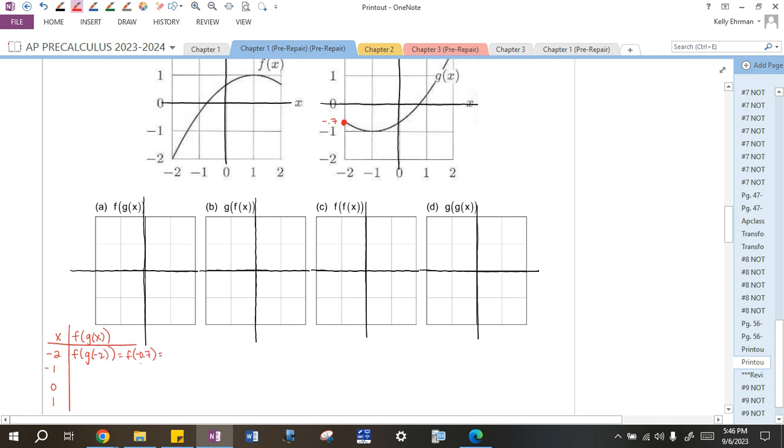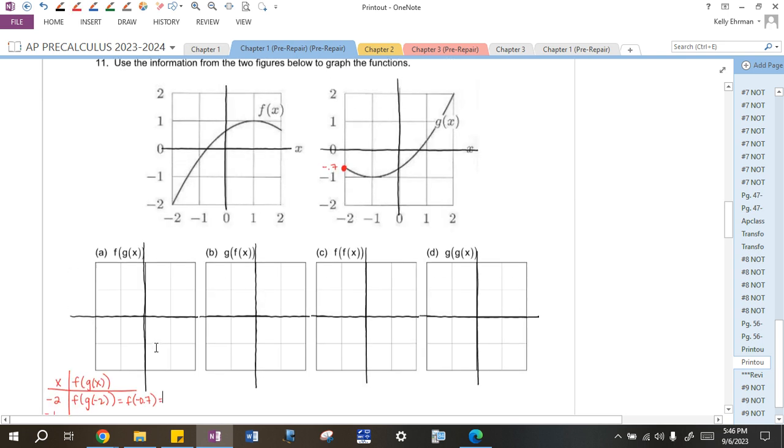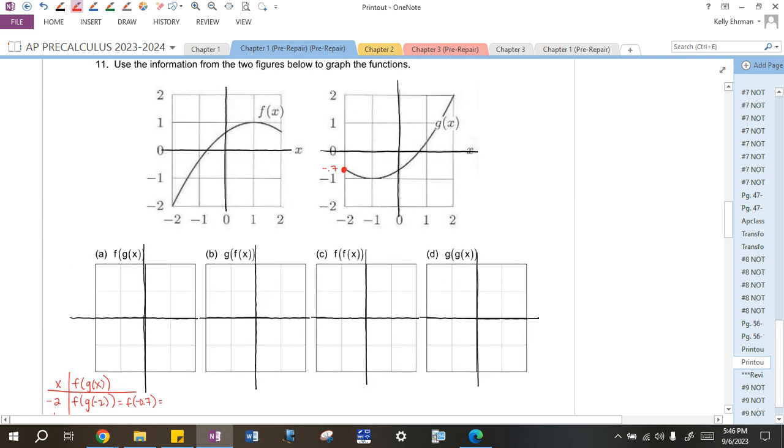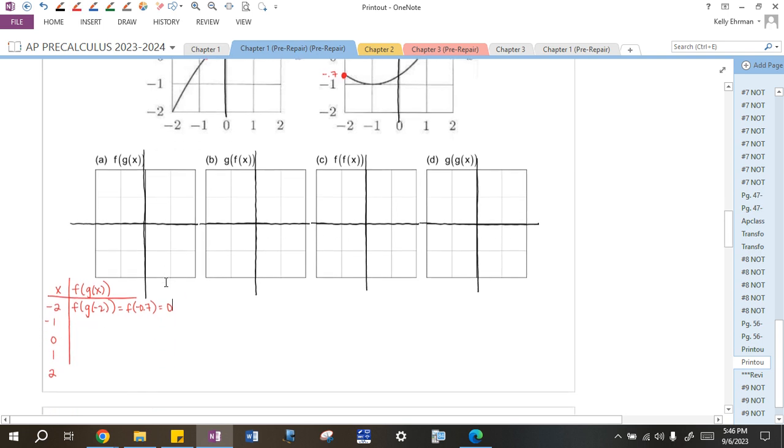What is f of -0.7? So go to -0.7. So that's about here on f's graph. And where do we think that hits? It hits at about 0. So for my first point, I'm plotting the point -2, 0. Right there.